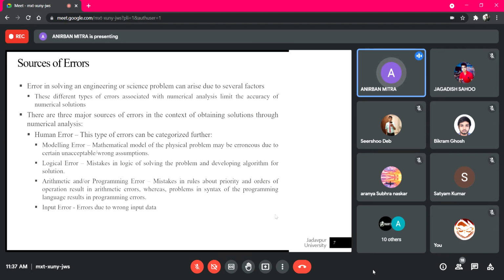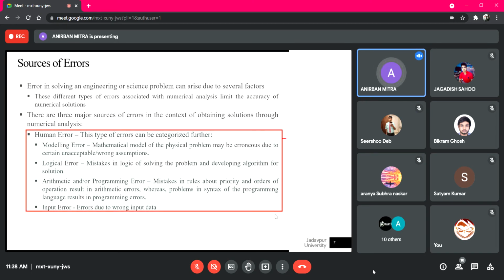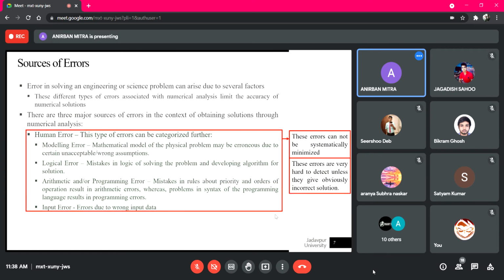Now, how do we avoid these sort of human errors? It is very difficult to avoid human errors. Only thing that can be said against it is that you have to be very, very careful. But although if you are very careful, then also it is not possible sometimes to avoid certain of those human errors. So the point here that is to be made is that these are not systematic, and these cannot be systematically minimized. So there lies the problem.